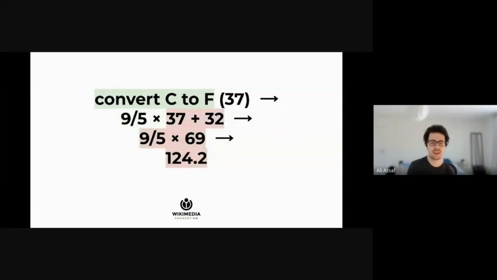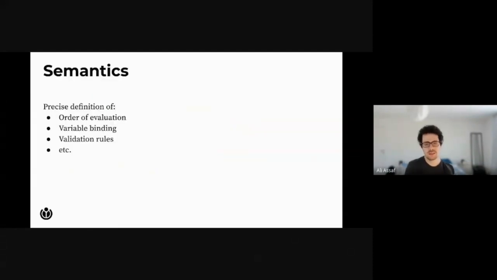We have to be careful in the order in which we do the operations. Everyone knows it would be wrong to add 32 before multiplying by 9 over 5. That would give an incorrect result. This is exactly what semantics is about. By defining precise evaluation rules for the language, we can describe how programs should be evaluated in a correct and unambiguous way.